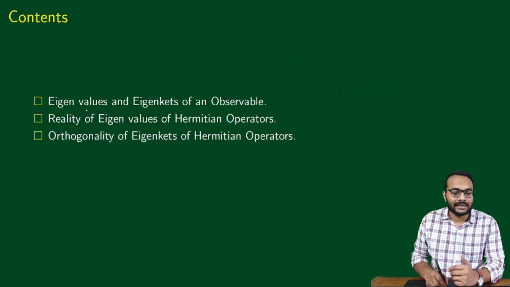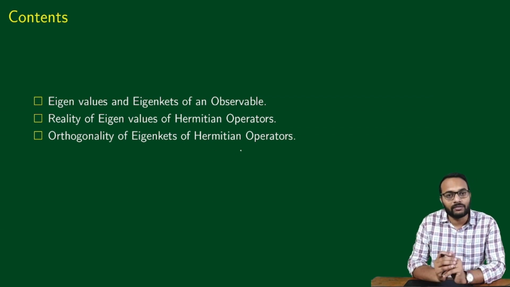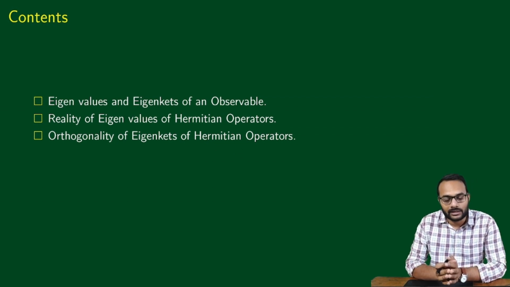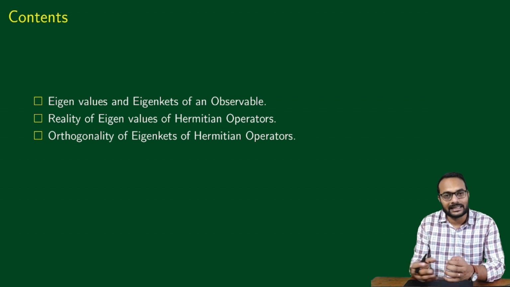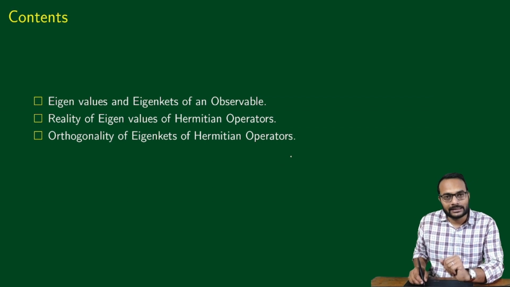So we'll discuss the eigenvalues and eigenkets of an observable, and the reality of eigenvalues of Hermitian operators. We'll see that if the operators are Hermitian, their eigenvalues will always be real. This is something that we have mentioned several times. Now we'll set out to prove it. We'll also see that the eigenkets of Hermitian operators corresponding to different eigenvalues are actually orthogonal. Right? When we say orthogonal, it means that the inner product is 0. So let's look at these things.